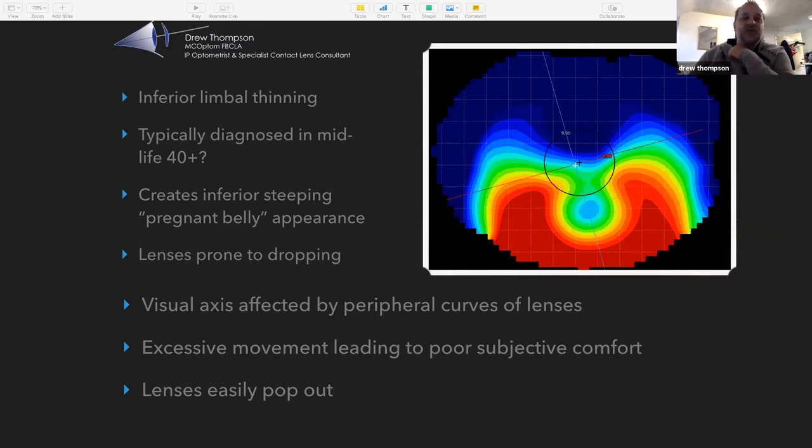There are people that can be diagnosed with mixed ectasia. So you can have keratoconus and PMD, and they can be quite difficult to handle. So with PMD, we get this pregnant belly appearance, and the lens, again, drops over the steepest part of the cornea, and that tends to be very low, but near the limbus. So RGP lenses do drop quite a lot, which means that the patient tends to see out of the periphery of an RGP lens particularly, and that can cause glare and problems from the carrier curves that you have on an RGP lens.